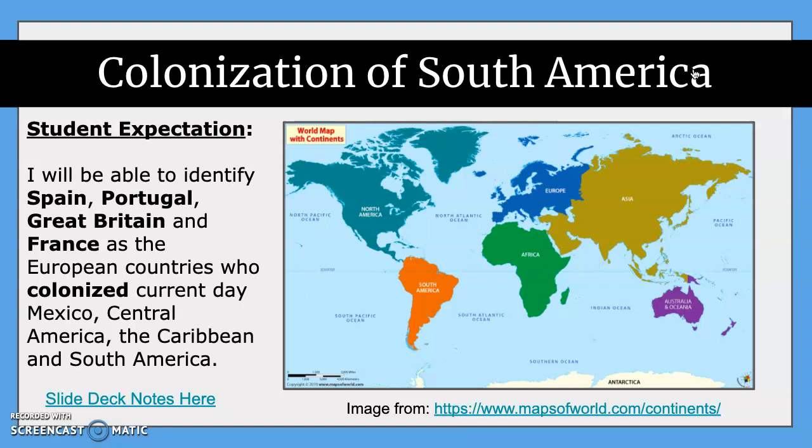Student expectation. I will be able to identify Spain, Portugal, Great Britain, and France as the European countries who colonized current-day Mexico, Central America, the Caribbean, and South America.